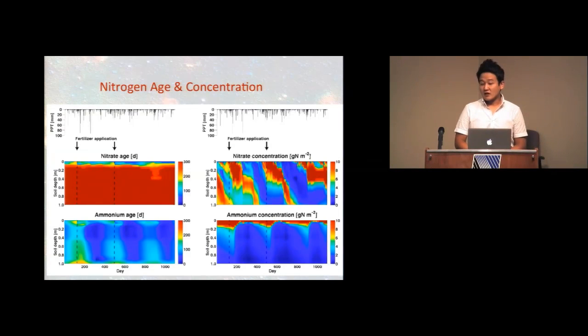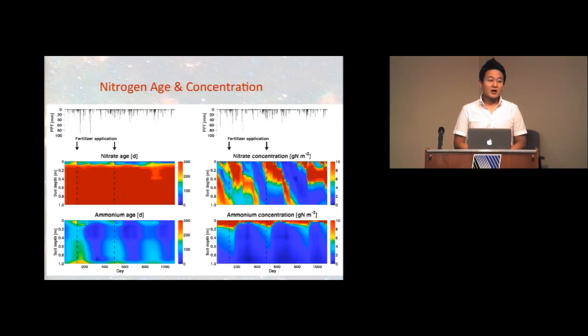We have developed a nitrogen age model without assuming any particular nitrogen transformation and translocation, and without introducing any additional parameters. These are our preliminary results. As you can see here, nitrate age is older than ammonium age due to the mineralization process. Also, the deeper the soil, the older the age, because a deeper soil layer has a very low decomposition process.